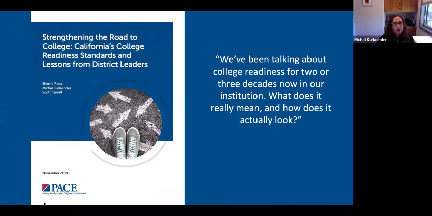Turning our attention to other metrics, California launched its college and career readiness indicator as a form of state accountability for college and career readiness. In this report, just recently released a couple months ago, we look at how students fare on that indicator across the state, but we also complement that with qualitative interviews with district and county superintendents to understand how they're thinking about college readiness in the more complicated set of options that students have to improve their college readiness.